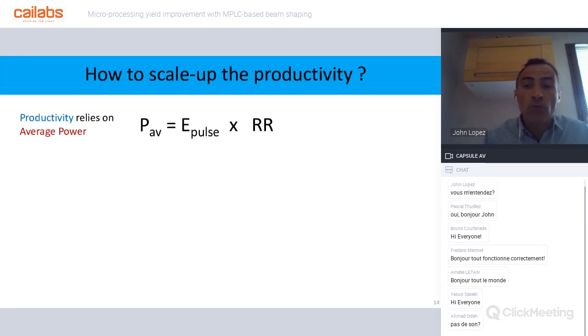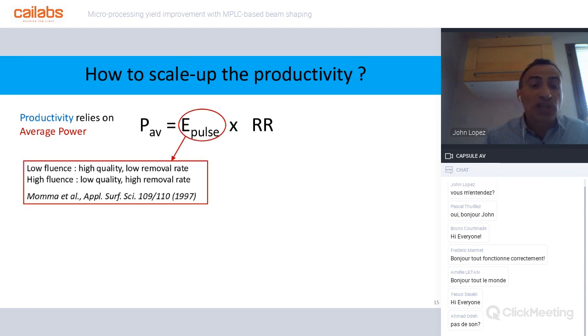Indeed, as I will show you for engraving application, we already know that the productivity is related to the average power. The higher the average power, the higher the productivity. So if we want to increase the productivity, either we increase the pulse energy, and by then we increase the fluence, but we already know that with low fluence, we get low quality and low removal rates, and on the other hand, with high fluence, we have low quality and high removal rate.